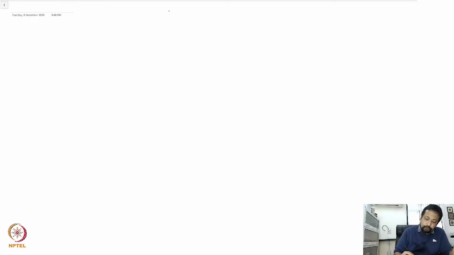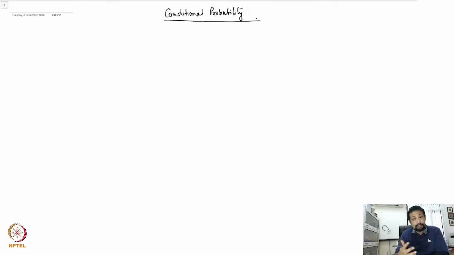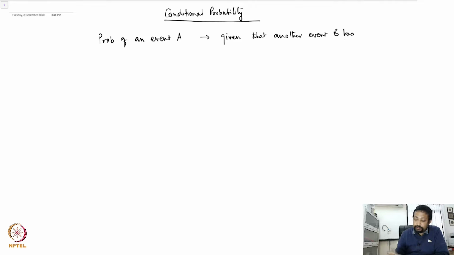So now we want to look at what is called the conditional probability. The conditional probability, as the name suggests, is that you are asking a different question now, conditional. The question that you are asking is: what is the probability of an event A given that another event B has occurred.